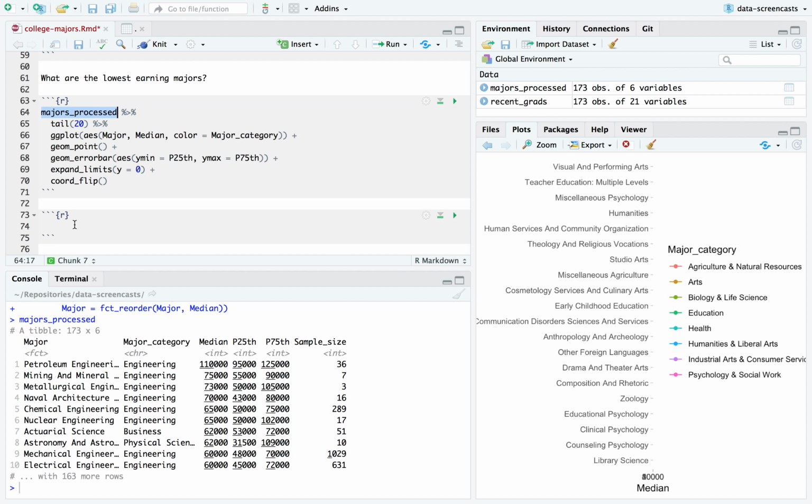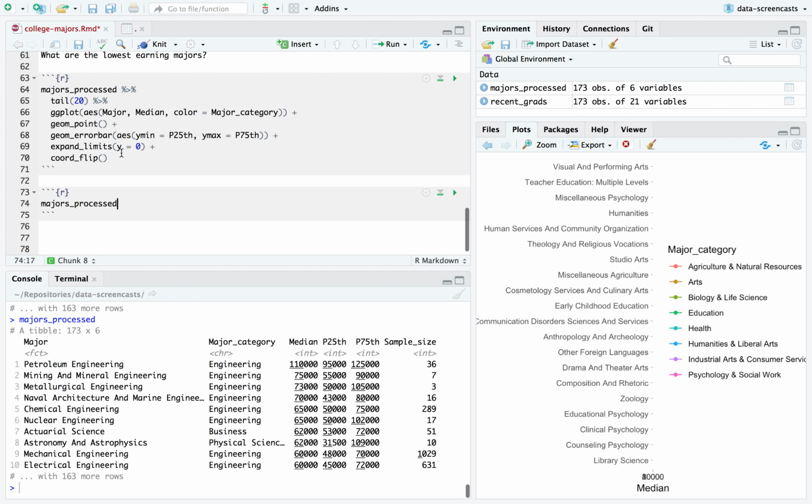So let's look at majors processed, and if I arrange, we have the processed version here. There's a graph I like to make. It's, I believe, called a Bland-Altman graph, where you put a total on the x-axis and your variable of interest on the y-axis in a scatter plot. So I'll show what that means. I'm going to put sample size on the x-axis, and median salary on the y.